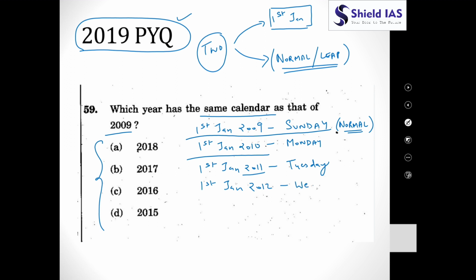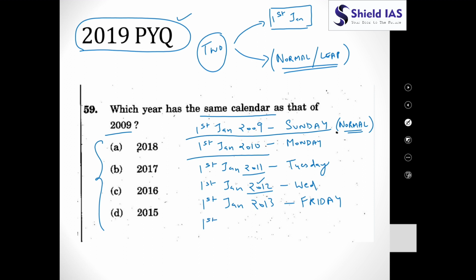So adding only 1. So 1st January 2012 is Wednesday. What will be the day on 1st January 2013? We are crossing 2012. Is 2012 a leap year or a normal year? It's a leap year. Yes. And if it's a leap year, we'll be adding 2 while crossing it, right? So Wednesday plus 2 is Friday.